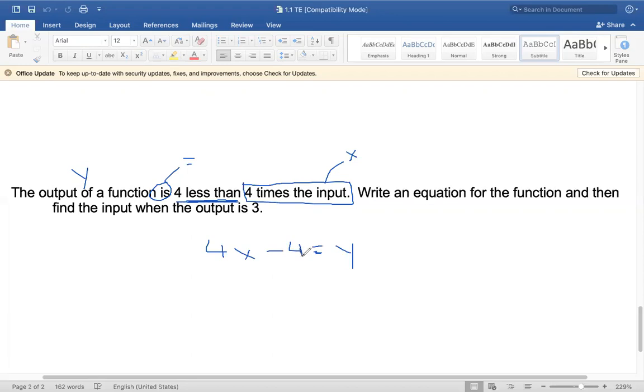And look at what I wrote. I got 4x minus 4 equals y. And think about it. Is that correct? So I'm going to work a little backwards. I'm going to look at 4 times the input. 4 times the input, I have 4 times x. So that's this guy right here. Okay, so that's good. And I need to go 4 less than that. So less than is a subtraction. It's a minus sign. So that's where this comes in. And then there's my equal sign. And then I have a y at the end. So this right here is your equation for the function.